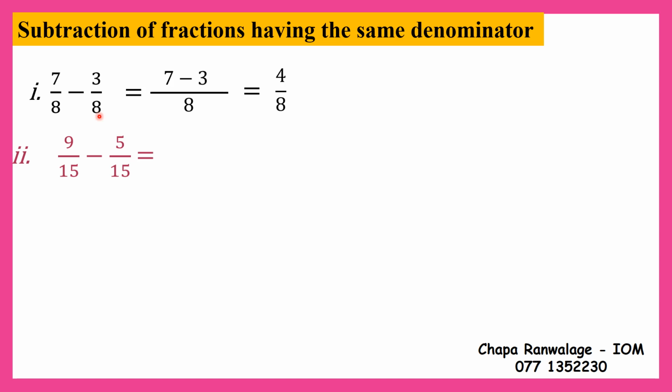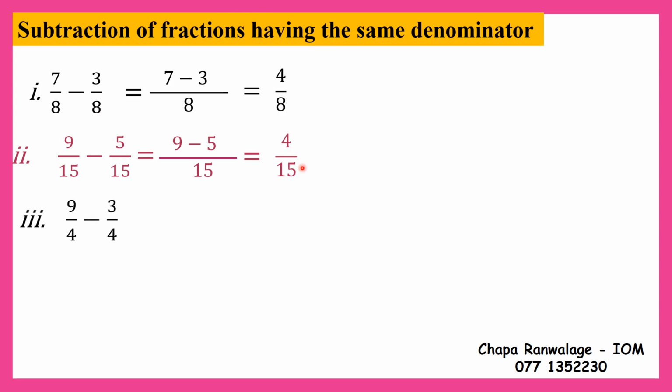So denominators are the same, the common denominator is 15, and we can simplify the numerators. 9 minus 5 equals 4. So the final result is 4 over 15. In here, this one is less than this number. Again, this one is also less than this one. Then we can stop here.